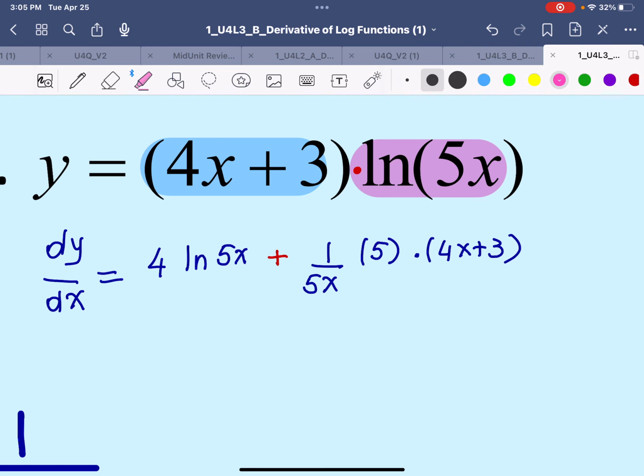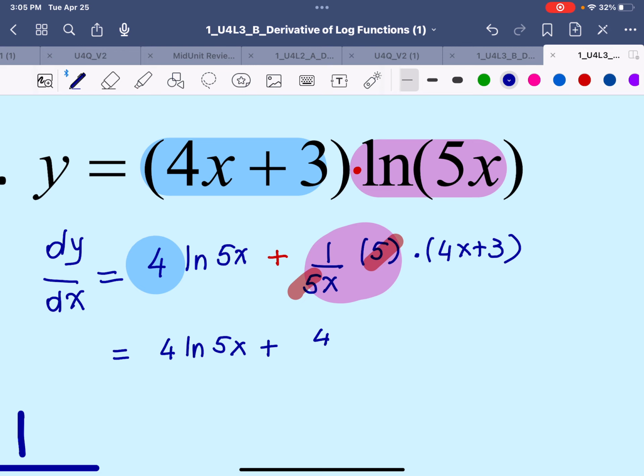So just so that we can spot what we differentiated. So this is what we differentiated in the first group. This is what we differentiated in the second group. Now we clean up the expression. We have 4 ln 5x plus. Now 5 and 5 will simplify here. Okay, and we end up with 4x plus 3 divided by x.